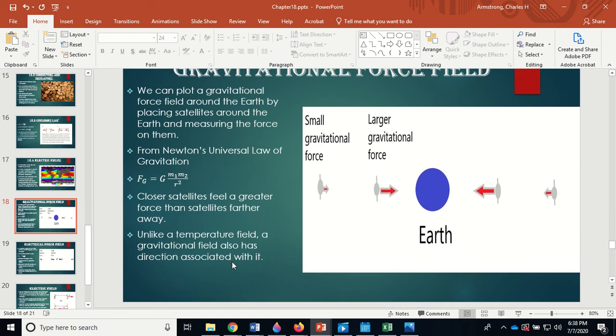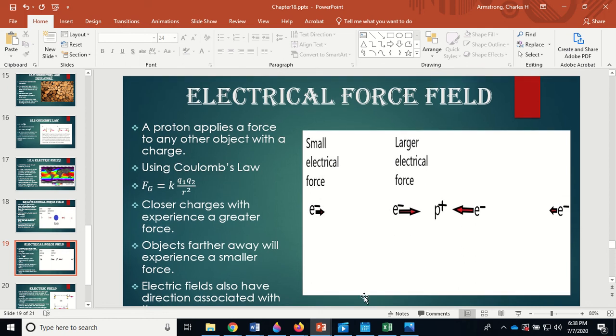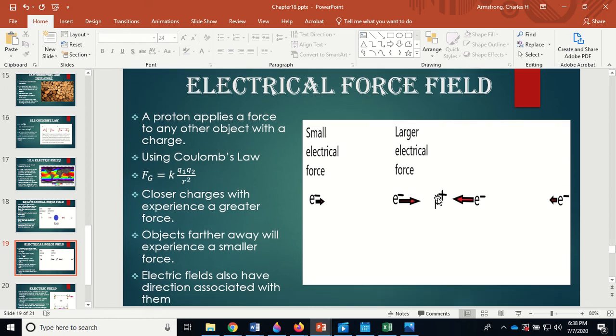Now, what about an electric field? So now instead of the Earth, we got a proton there. And so anything that has a charge is going to feel a force due to that proton. So instead of satellites, I've got electrons in here. If your electrons are close, we can take an electron and put it here, our test charge. We're going to call it test charge. Put our test charge all over. We can see what the force is going to be due to this electric force field.